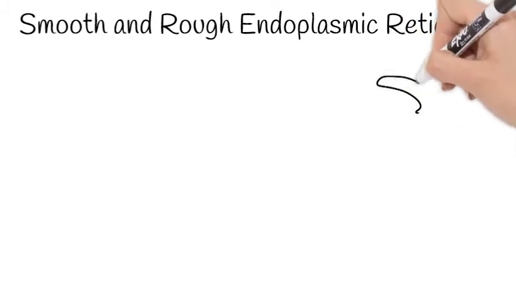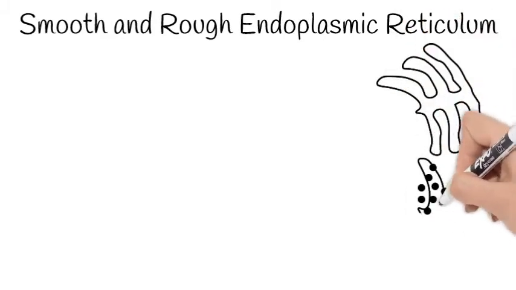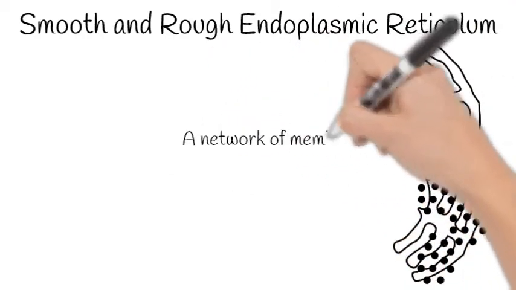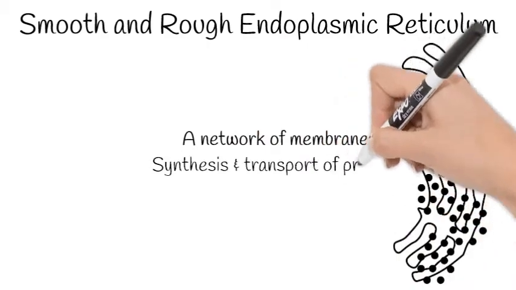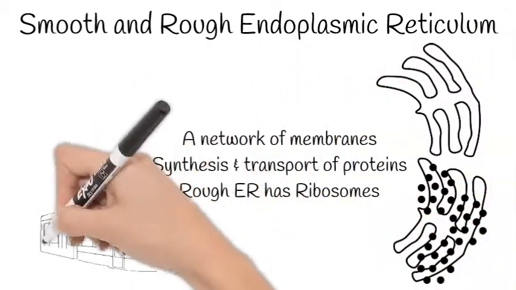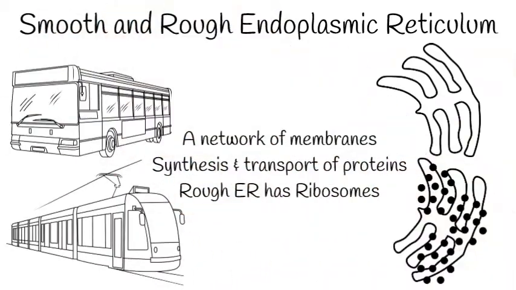Often abbreviated to ER, the endoplasmic reticulum is a network of membranes spread throughout the cell. They modify and transport proteins. The rough ER is any section that has ribosomes attached to it. The ER is the public transport system. It has specific stops to drop off proteins to where they need to be within the cell.